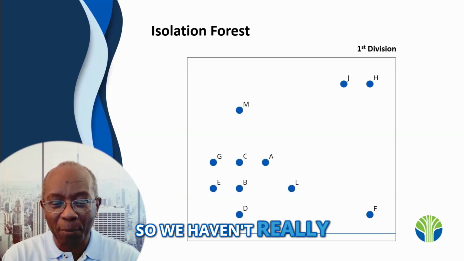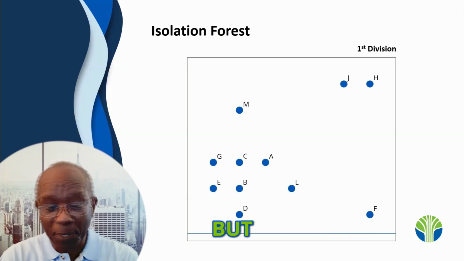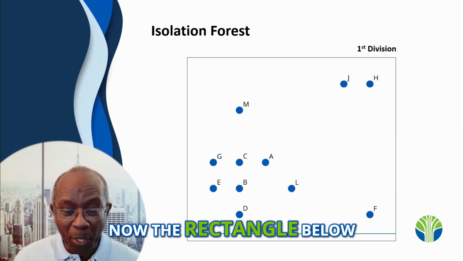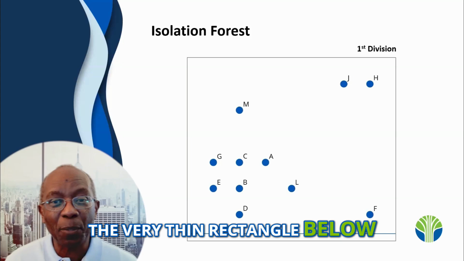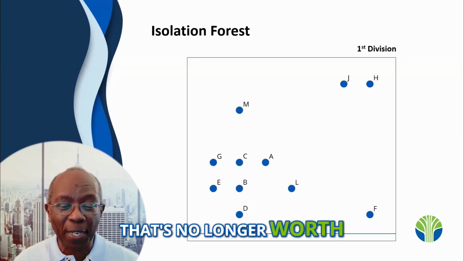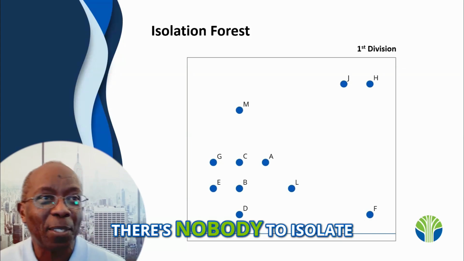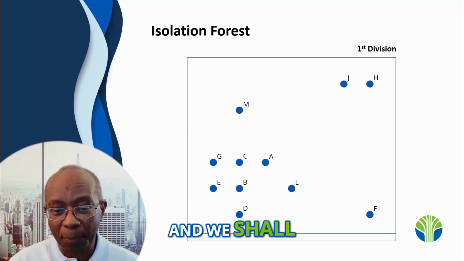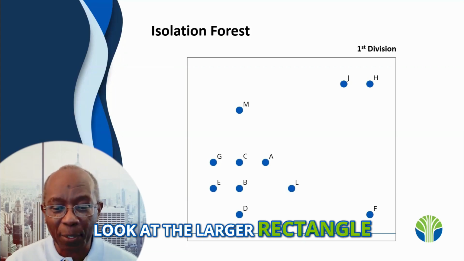So we haven't really broken up our data, but we now have a smaller rectangle to deal with. Now the very thin rectangle below is no longer worth dividing because there's nobody to isolate down there. So we shall just leave that alone, and we shall look at the larger rectangle, the top one.